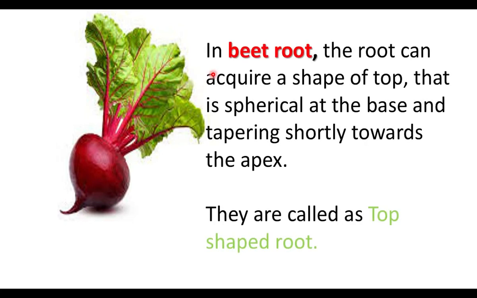What is the shape of beetroot? It is broad at one end and tapering towards the tip. In beetroot, the root can acquire the shape of a top. You know what a top is? That is spherical at the base and suddenly tapering shortly towards the apex, towards the tip. They are called top shaped roots.